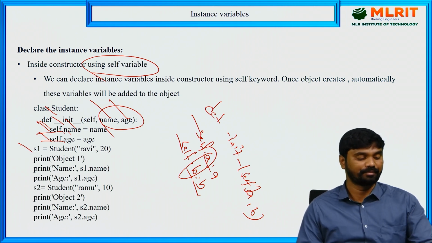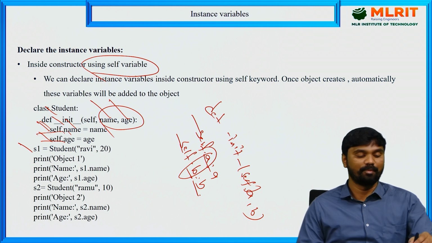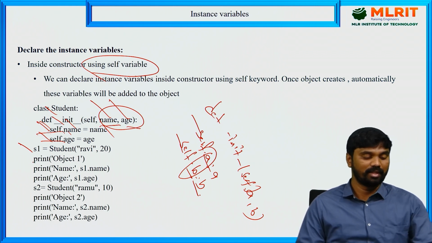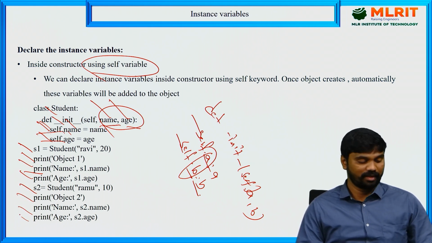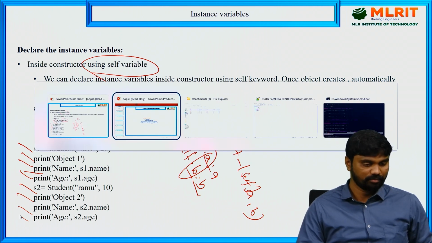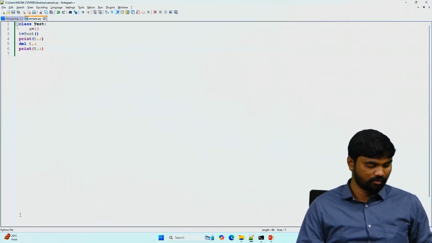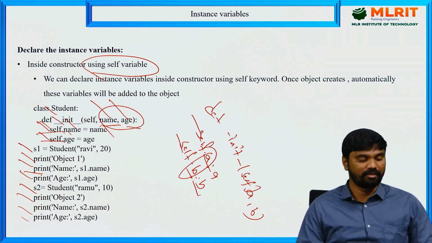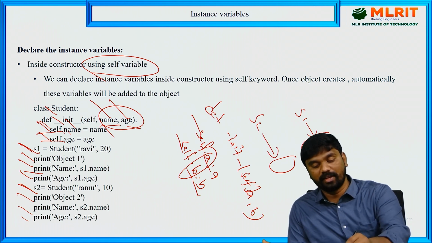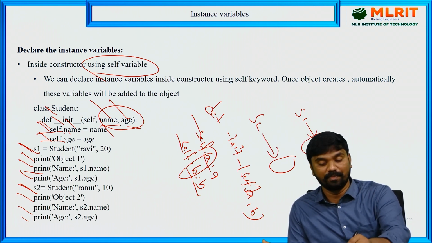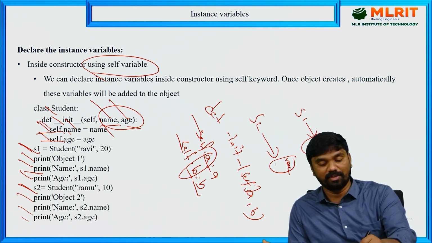Now see here, at the time of object creation, we pass the values. Then we print, and for the second object the values are changed. Here two objects are there. Now how many objects are there? Two objects, for example the S1 object and the S2 object. For the S1 object, name is there as an instance variable, and age. For the S2 object, name is also there, and age.